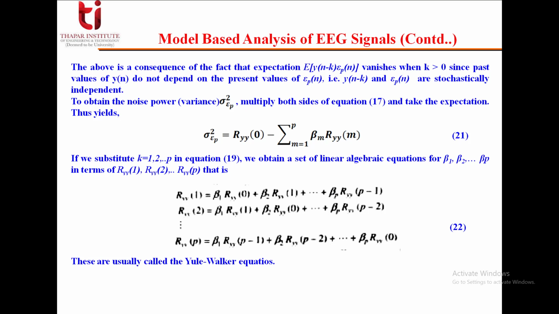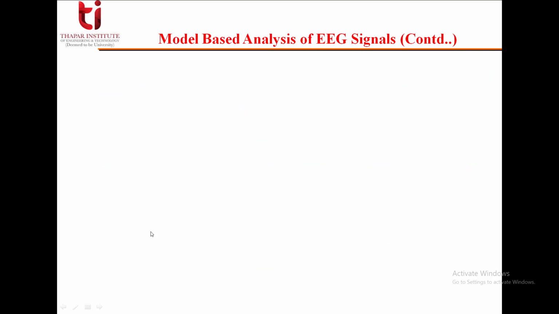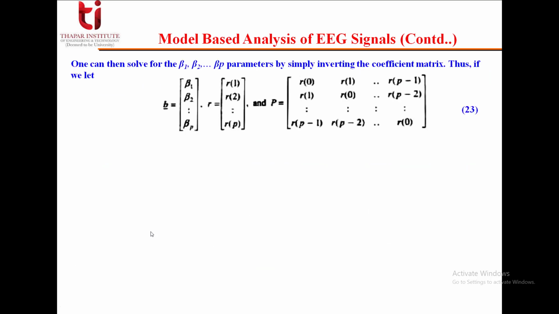Now we have to calculate these parameters beta 1, beta 2, up to beta p. We can derive them by using different autocorrelation functions. These equations are usually called the Yule-Walker equations. So we can solve this for the beta parameters by simply inverting the coefficient matrix.